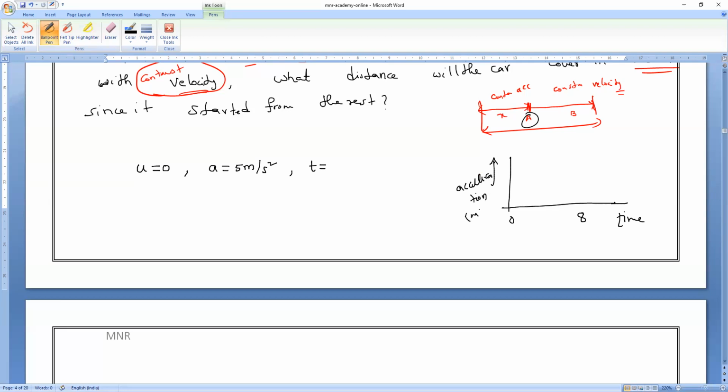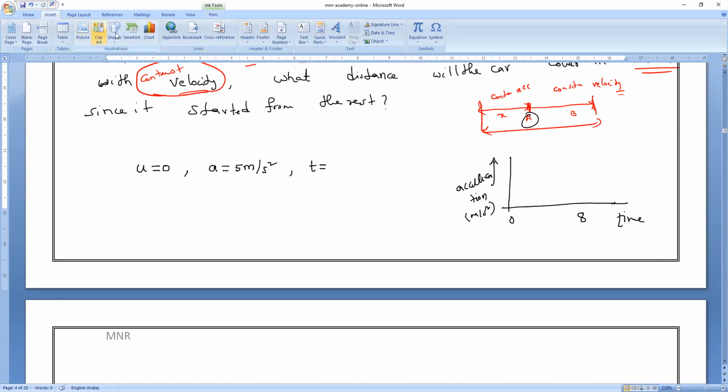Acceleration means meter per second square. Constant acceleration means how the graph will come? Straight, sir. Straight means how? Parallel to the x-axis, sir. Parallel to the time axis. Everything clear?